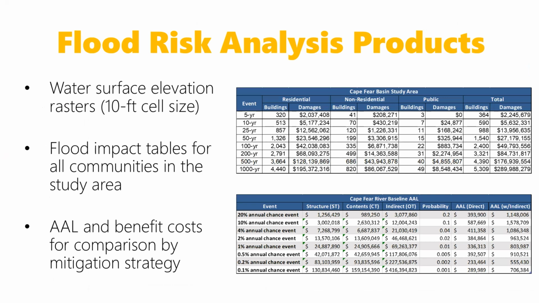So through all of this, our final risk products are these 10-foot cell size water surface elevation rasters, these impact tables that we've created, and our average annual loss and benefit costs tables. And these are just going to be components of what go into an overall assessment of the flood risk, the flood mitigation study. There's also going to be implementation time and project costs, ecological studies. So this is just one small part of what we're going to be looking at going into an analysis.